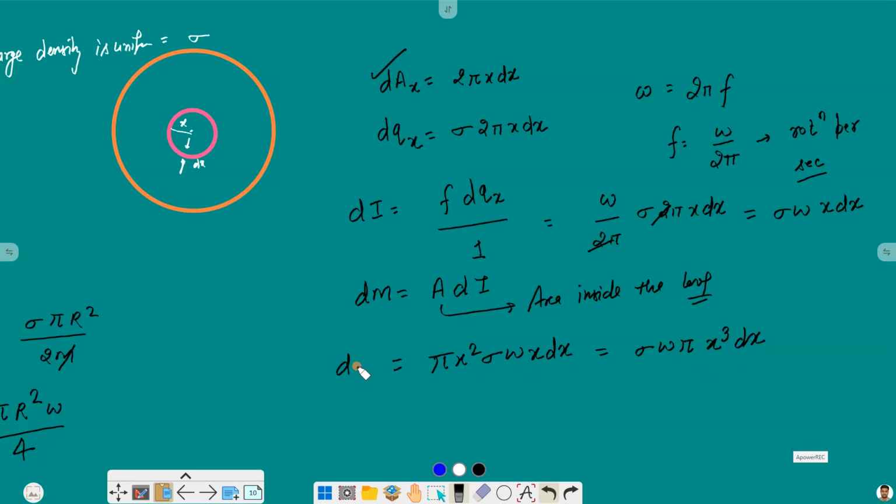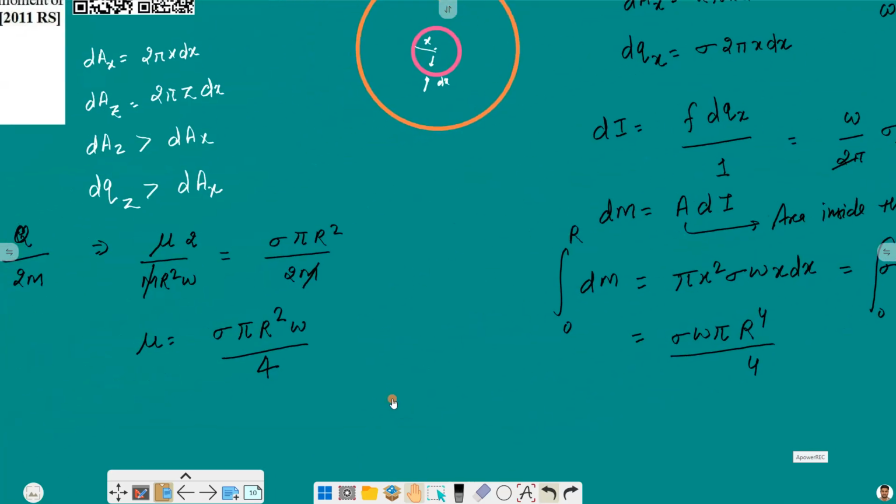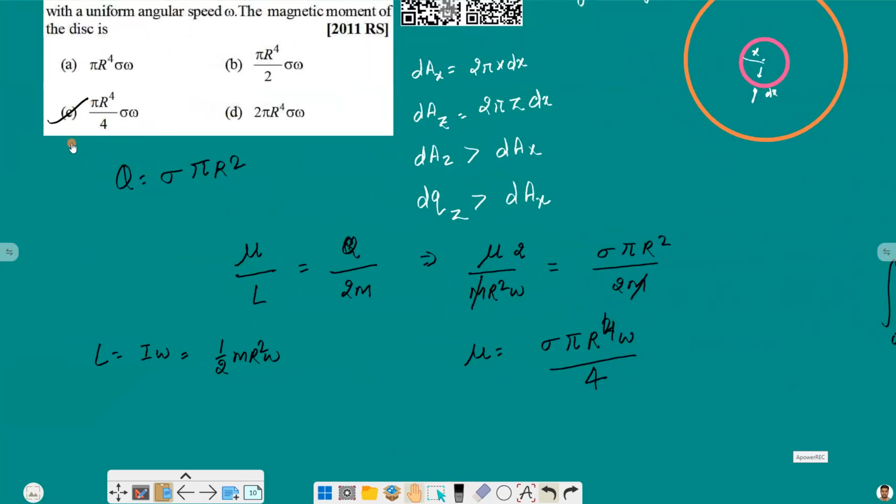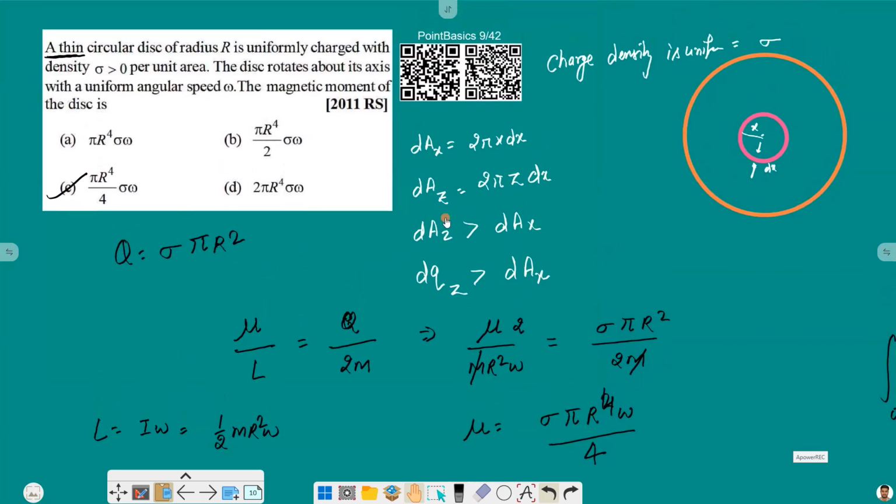Now integrating it from 0 to radius r, we will have sigma omega pi x4 by 4, putting the value radius r, so r4 by 4. So again the same result. One thing we missed there, it is r square into r square, r4. So by both of the methods we get the same answer. So these are the two possible ways which you can solve this question. Let's move to the next one.